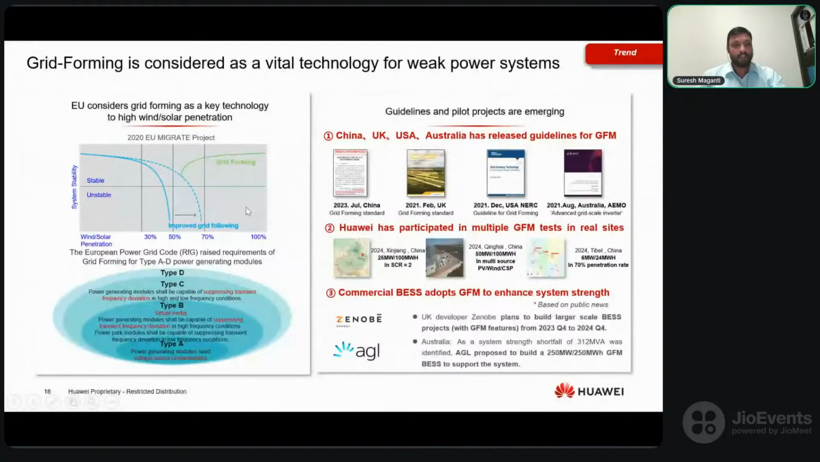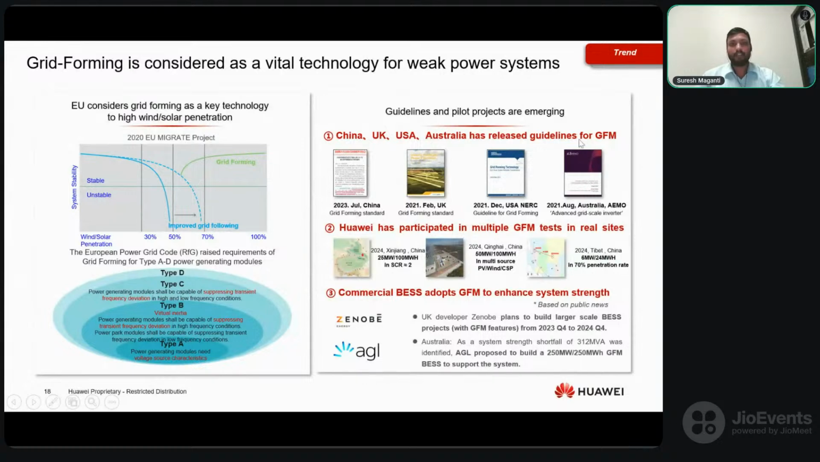These are some of the grid codes, European grid codes. They talk about all these kinds of conditions. And some of the countries have also developed grid forming codes. China, UK, USA and Australia have released recent guidelines for grid forming: how to operate, how to connect with the grid, and what the requirements are for each. You can follow these grid forming codes so that you will get all the details.